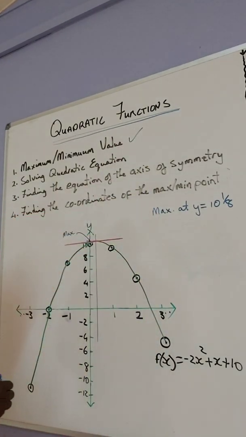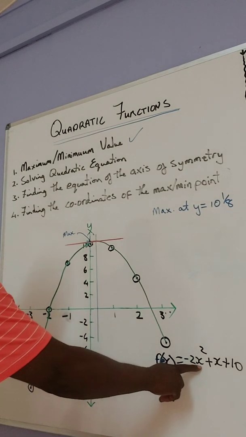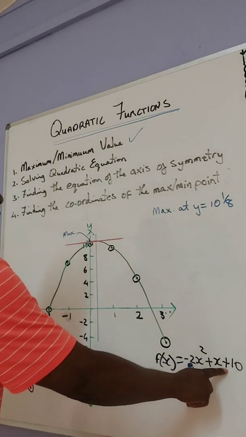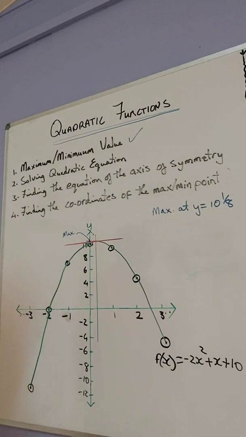Solving a quadratic equation using a function. Sometimes CSEC likes to ask this question: find the value of x for which f of x is equal to 0. Let me repeat. They ask you to find the value of x for which f of x is equal to 0. This is the same as saying solve the quadratic equation minus 2x squared plus x plus 10 equals 0.